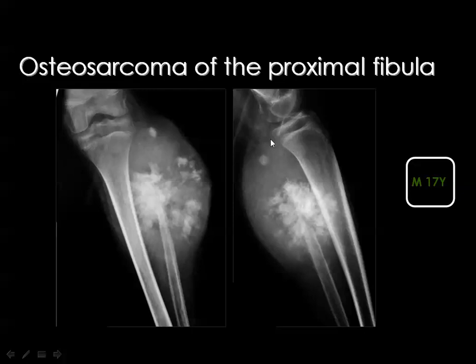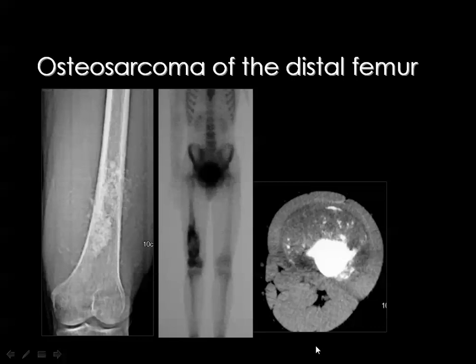And this is another example of an osteosarcoma of the proximal fibula. And you can see the degree of bone destruction. You can see the periosteal reaction, sun ray spiculation, matrix calcification of the tumor, and the huge extraosseous soft tissue component. Of course, bone scan will show increased uptake in the region of the tumor.